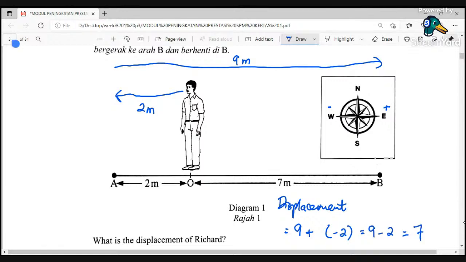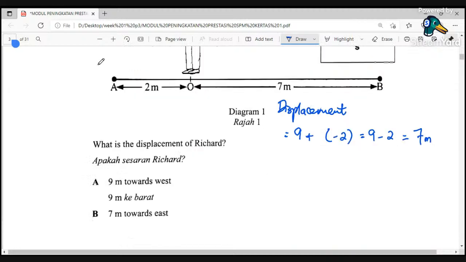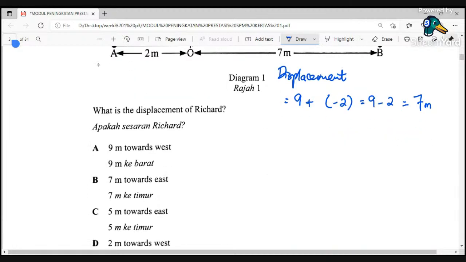Look at here, your answer is positive. When your answer is positive, it means the direction is towards east. So 7 meter east, and the answer is B. Okay, that is for number 2.